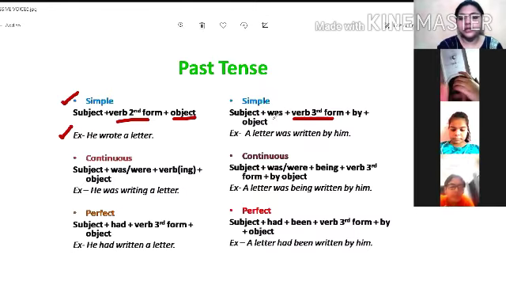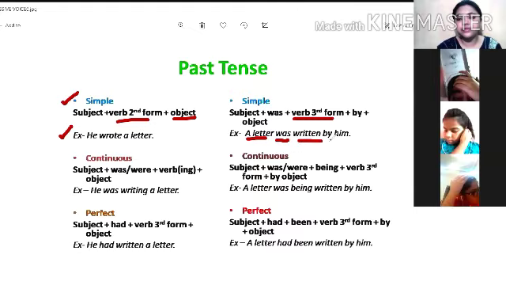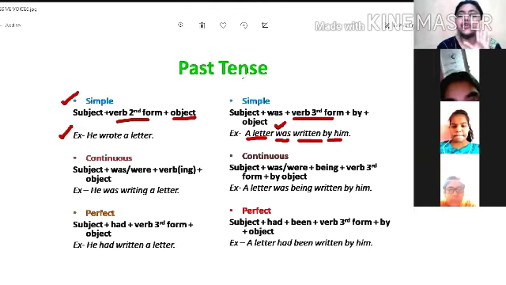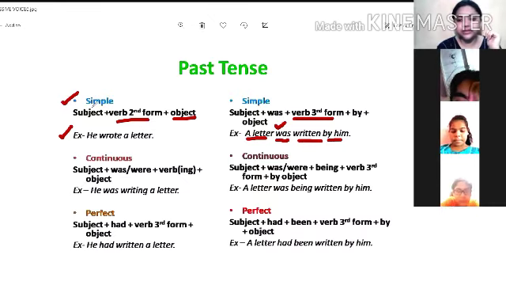the helping verb. Subject, that is a letter, then was or were depending on the number of the subject, then written, that is the third form of verb, and by him. We are using was because it is a past tense. In the present tense we were using is or are. So that is why I asked you to first identify the kind of tense in the sentence.